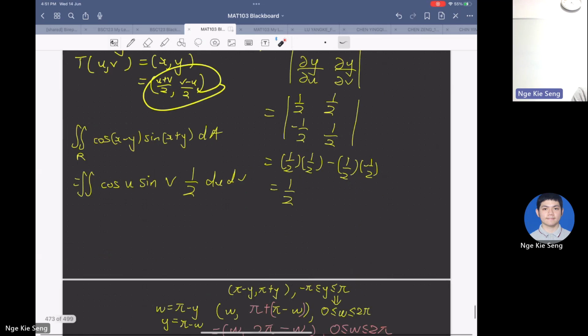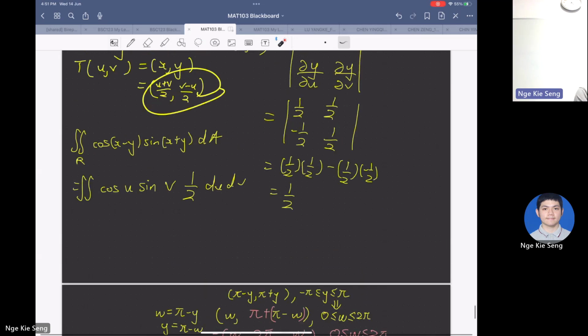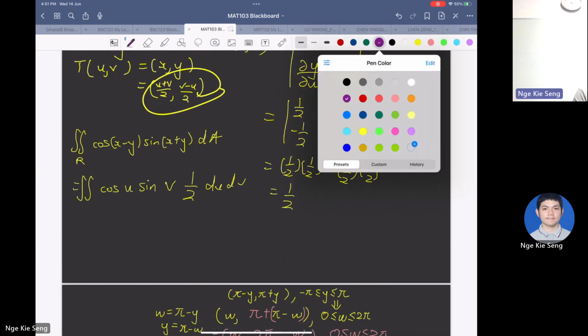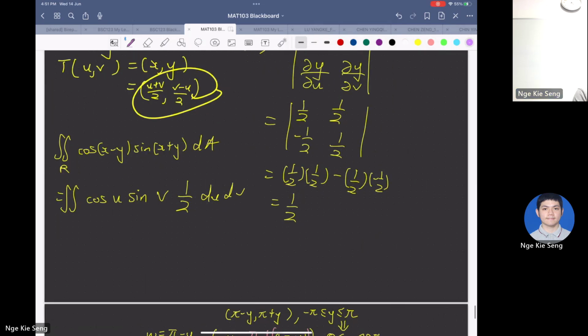So what's the domain? What's the domain here? Okay, so I mean we need to fix which order we want to take first, right? Which order do we want to take? du dv or dv du? Let's fix one, du dv.